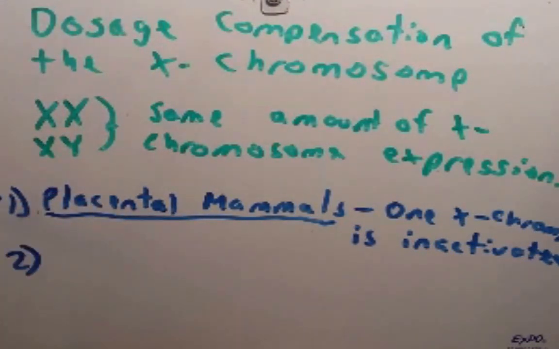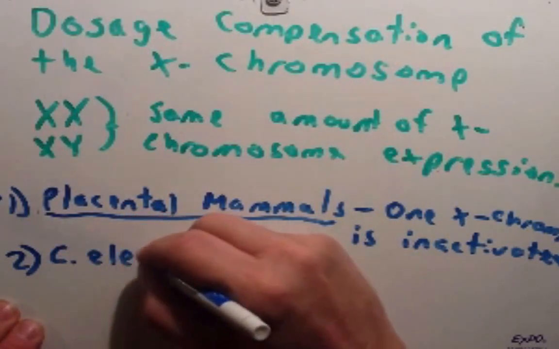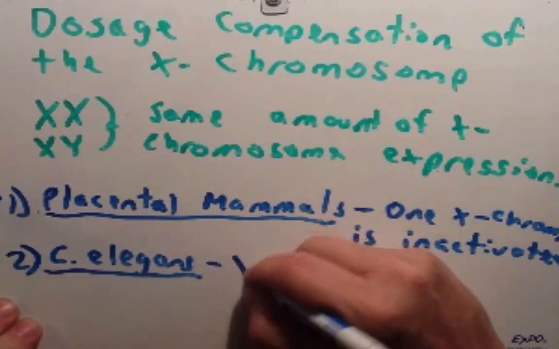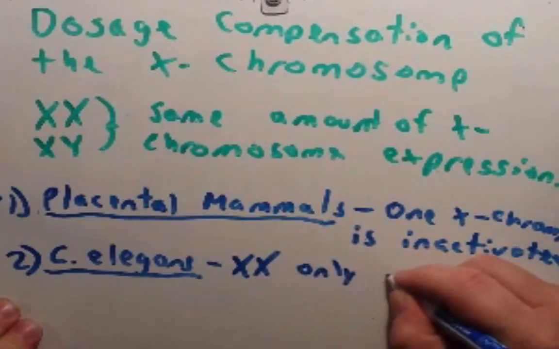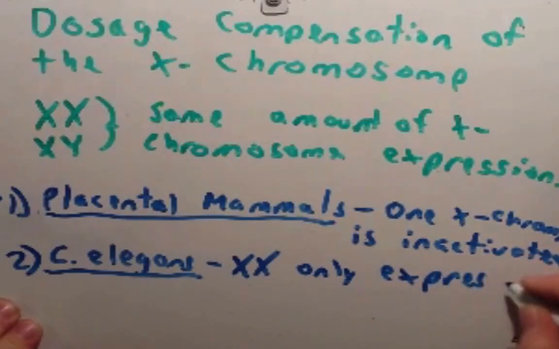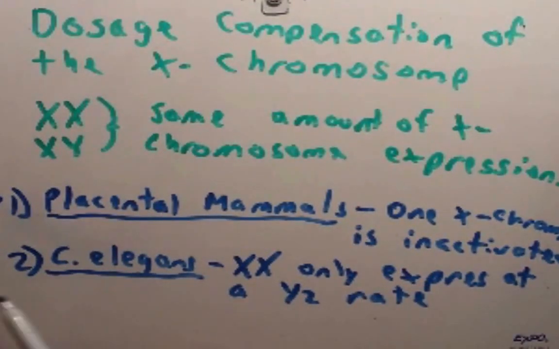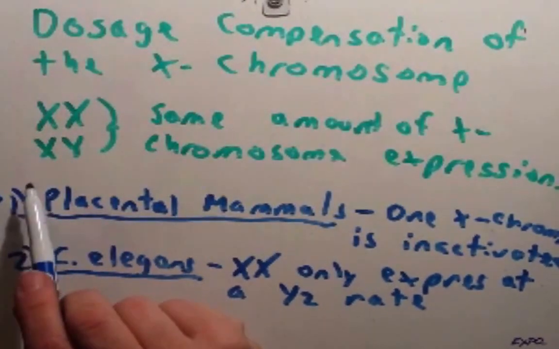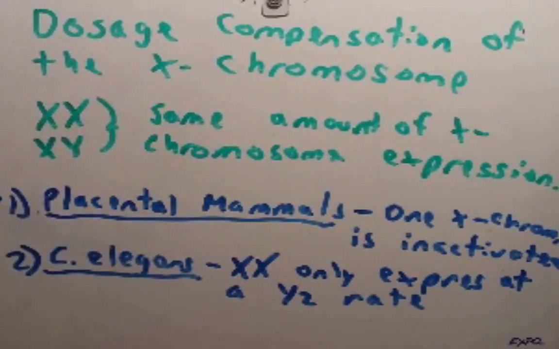We're going to come back to this and spend a fair amount of time on it in just a moment. Second, and we haven't talked about this one yet, is how C. elegans accomplish this. They do this by their XX individuals, the XX females, only expressing at a half rate. So for C. elegans, the male is going to express the X chromosome at, let's call it, the average rate. And the female, the XX, will express each of the X chromosomes but at half the rate, half the speed.